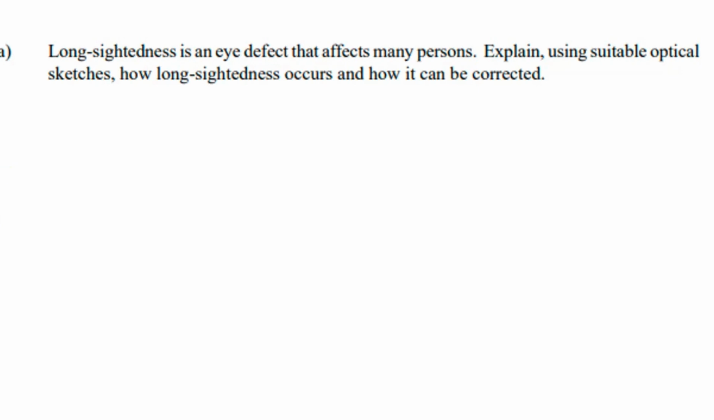So which objects are affected when the person is long-sighted? Objects that are close to them. Objects that are close, yeah. And you said it falls behind it, yes? Behind the retina? Yes, sir. All right. And the eyeball is short.